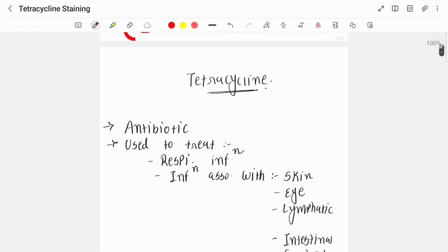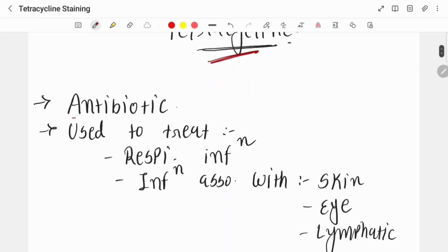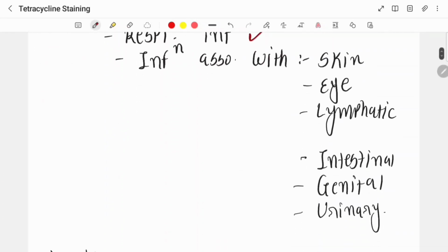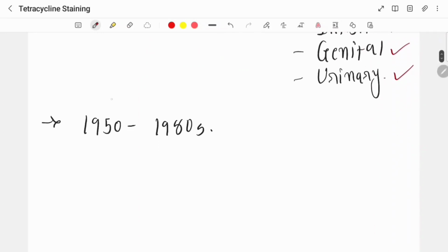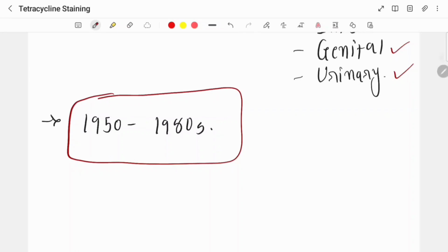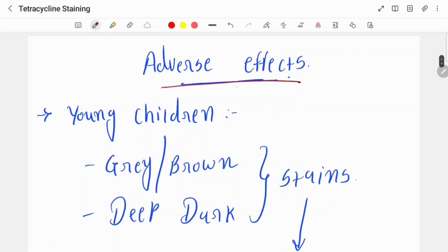So first of all, let's see what tetracycline is. It is a type of antibiotic drug which is used to treat bacterial infections such as respiratory infection, and infections associated with skin, eye, lymphatic system, intestinal system, genital and urinary systems. It was frequently used from the 1950s through the early 1980s. But nowadays it is not frequently used because of the adverse effect it can cause on our teeth.